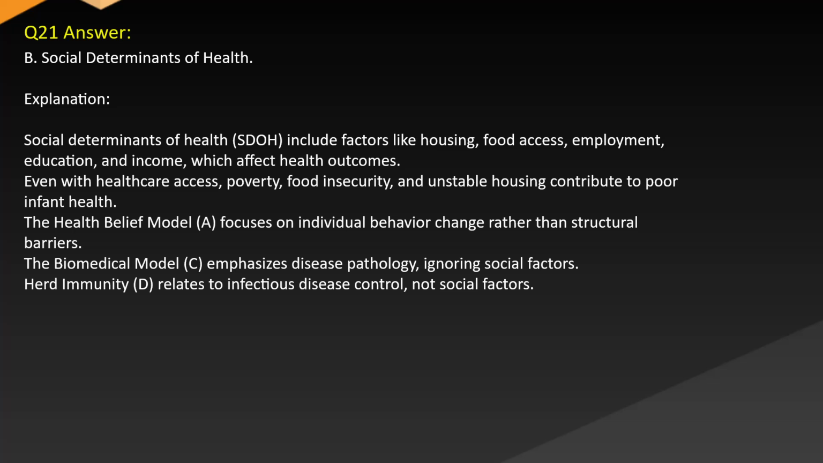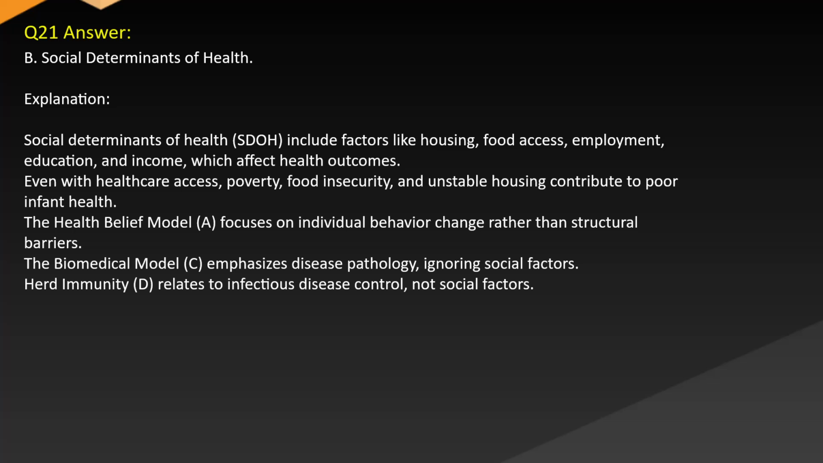Answer B. Social determinants of health. Explanation. Social determinants of health include factors like housing, food access, employment, education, and income, which affect health outcomes. Now, even with healthcare access, poverty, food insecurity, and unstable housing contribute to poor infant health.